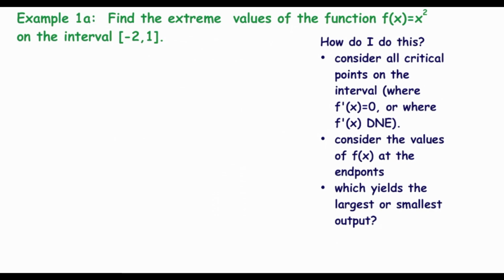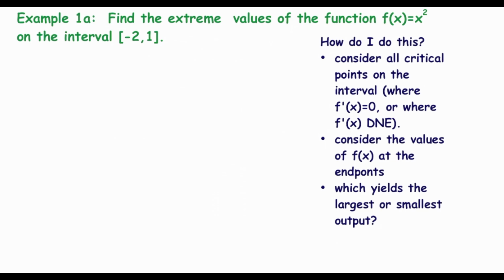So how do I do this? Well, we're going to consider all the critical points on the interval. So points where f prime of x is equal to 0, or where f prime of x does not exist. So we might have some kind of asymptote or something. Consider the values of f of x at the endpoints, and which yields the largest or smallest output.